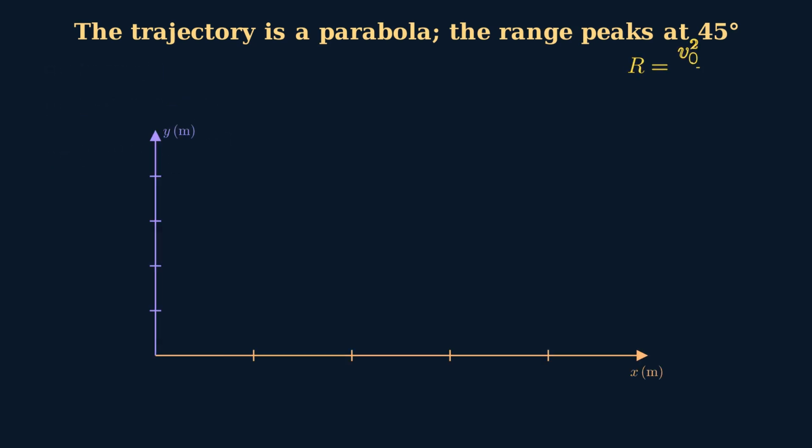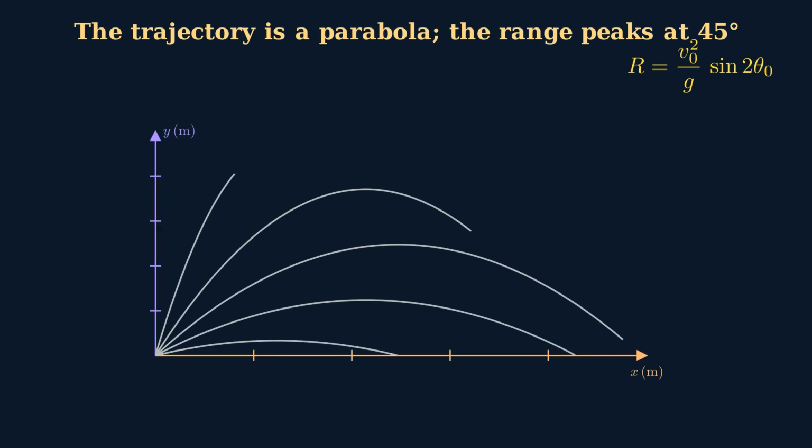The horizontal distance back to launch height is the range. Fire from the same speed at different angles, and you sweep out a family of arcs. The range follows a clean formula, v naught squared over g, times the sine of twice the launch angle. Since the sine maxes out at 1 when its angle is 90 degrees, the range is largest when twice theta is 90, that is, a launch angle of 45 degrees. The golden arc reaches farthest.